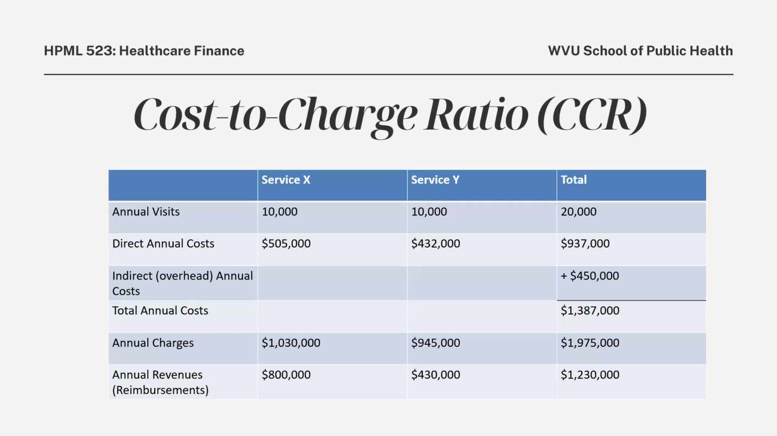So for an example to walk through, we'll use these values on the slide here today. There are two services, X and Y. You'll have your annual visits, so 10,000 for both of the services. You'll have your direct annual costs, which are listed out here on the slide, and you'll have your indirect or overhead annual costs, which are the same and allocated equally among both. And then there will also be your annual charges and your annual revenues. We'll go through an example of using your charges and then also an example of using your revenues.